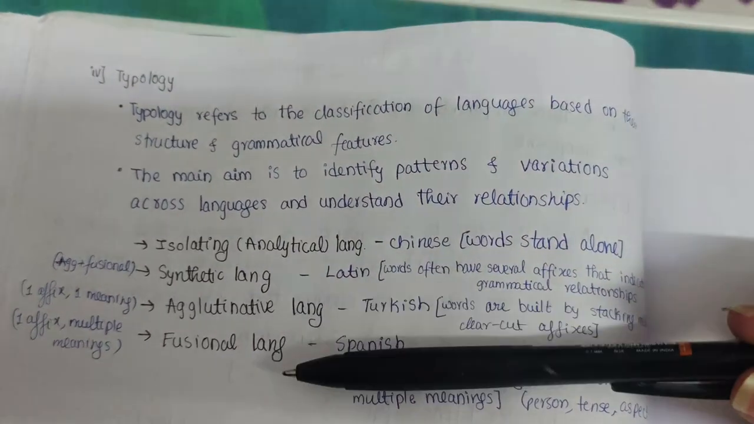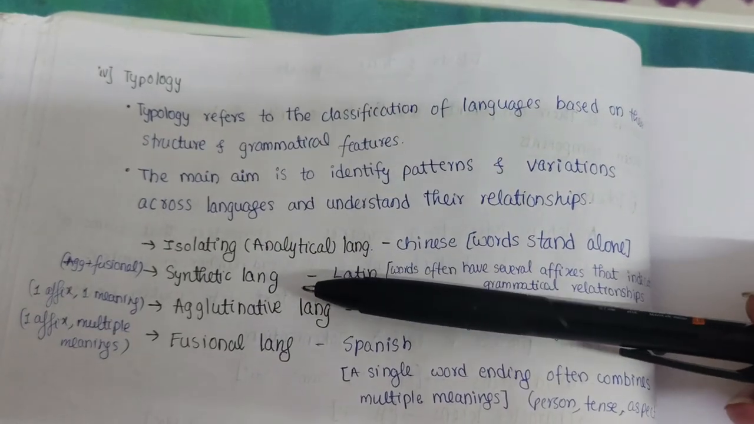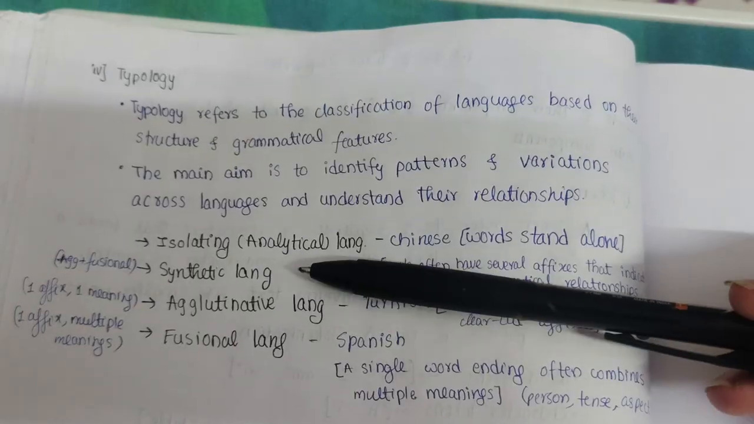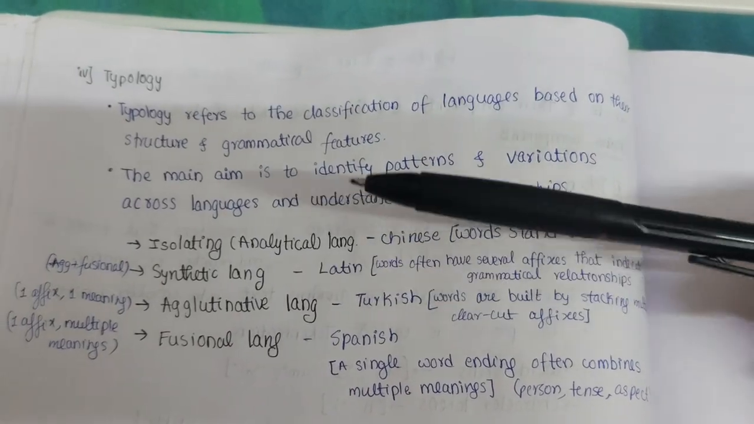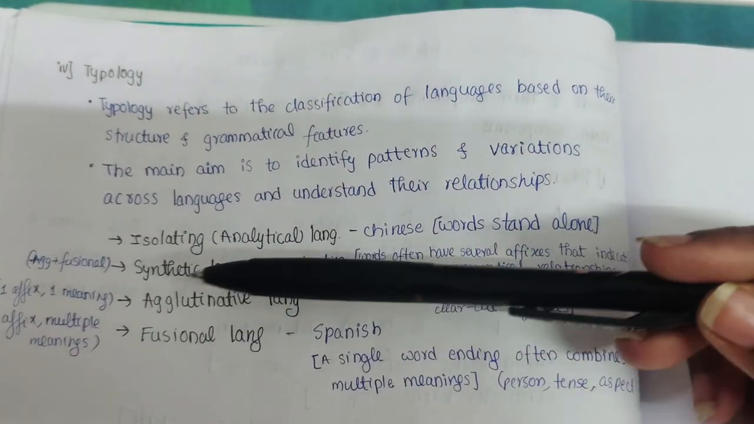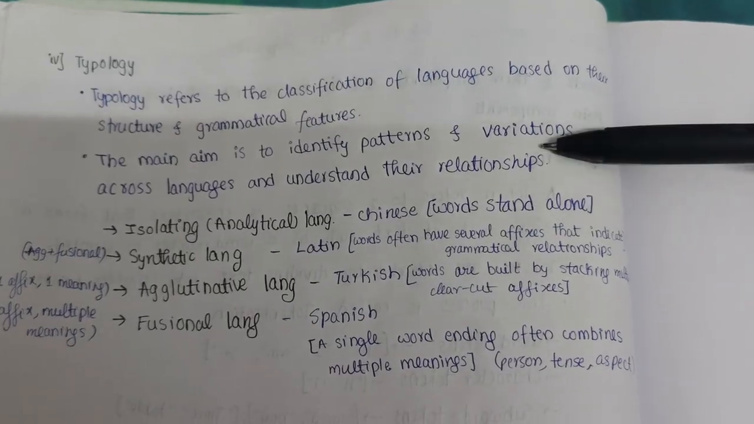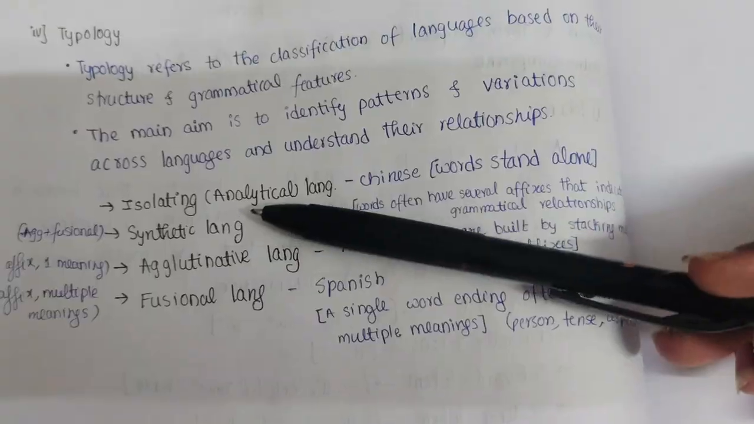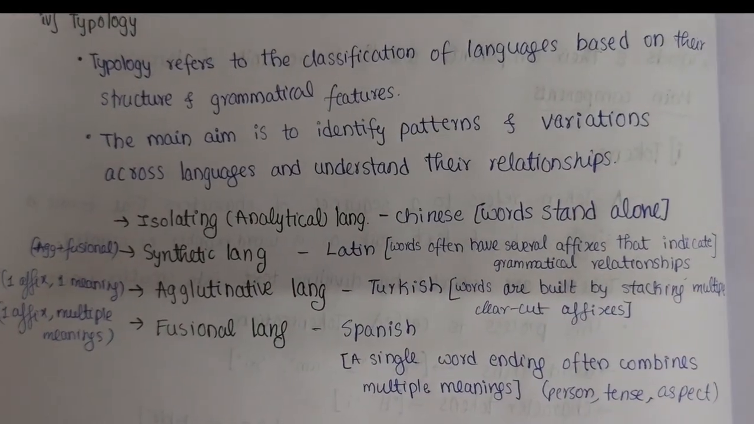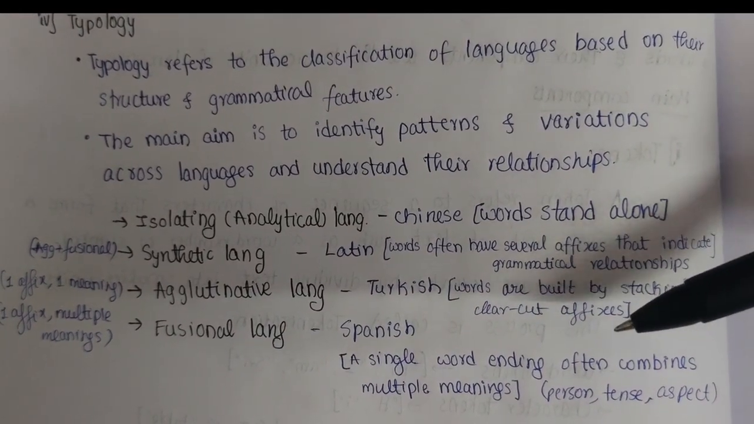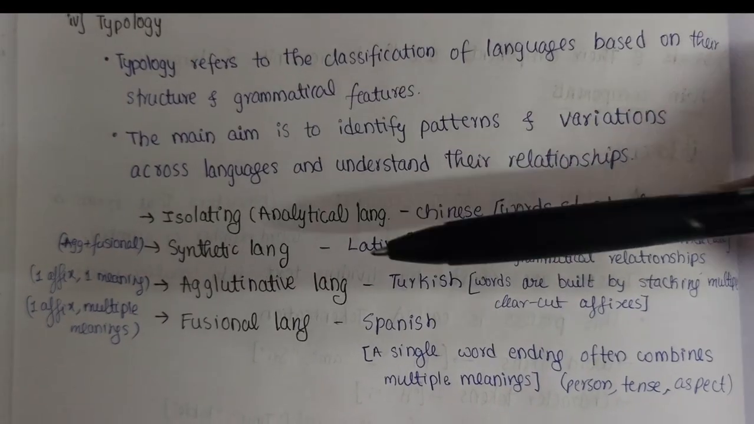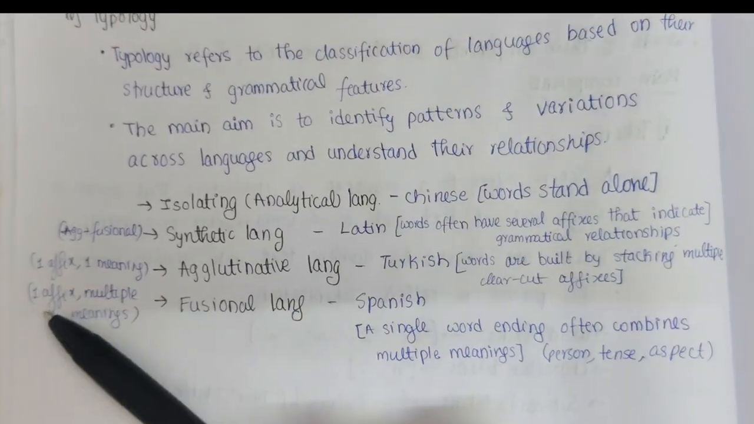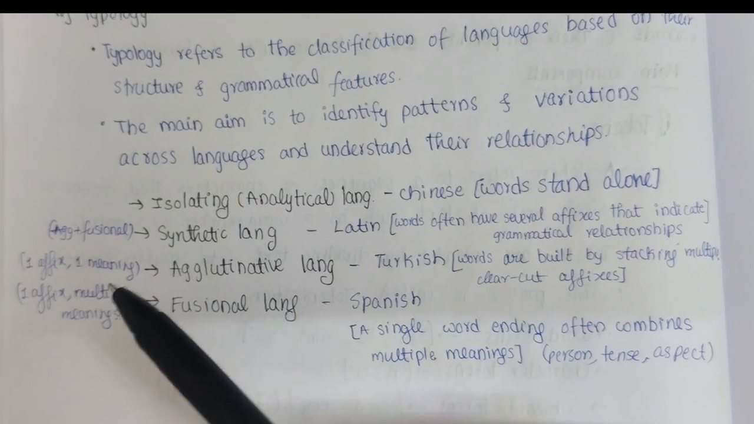We have four types of languages: isolating language, agglutinative language, fusional language and synthetic language. Isolating language is nothing but, the word itself says it, isolating. Words will be standing alone, okay? For example, Chinese. In Chinese, each word stands on its own. In agglutinative language, we stack meanings using clear-cut affixes. For example, Turkish: one affix gives only one meaning.